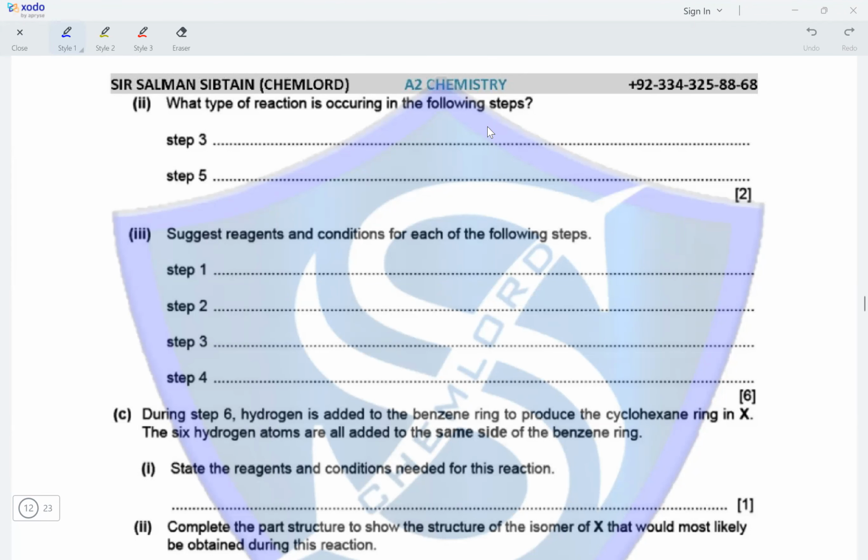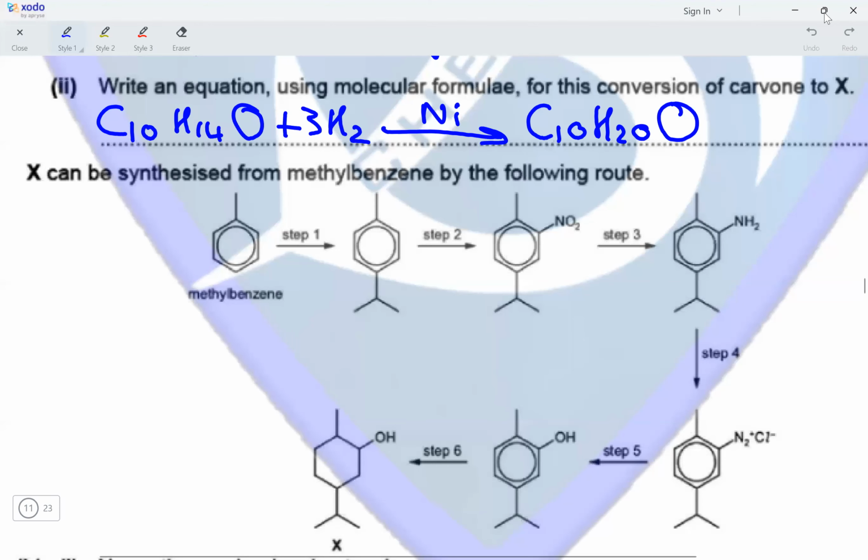What type of reaction is occurring in steps 3 and 5? Suggest reagents and conditions for each of the following steps 1, 2, 3, and 4. So we are going to look at the flow diagram for the organic synthetic pathway and complete these details. So we need the type of reaction for 3 and 5 and the reagents and conditions for the first 4 steps. So in step 3, we've got conversion of NO2 to NH2. So this is reduction. And step 5 is conversion of diazonium chloride into phenol, which is hydrolysis.